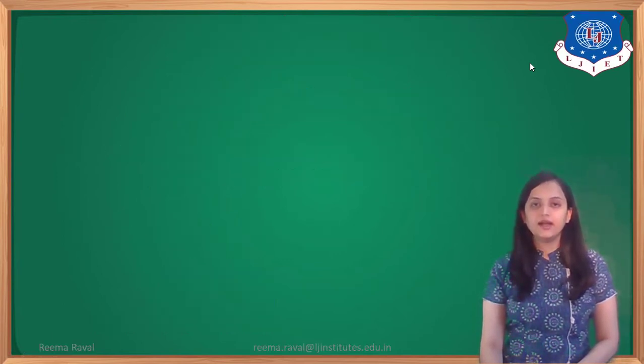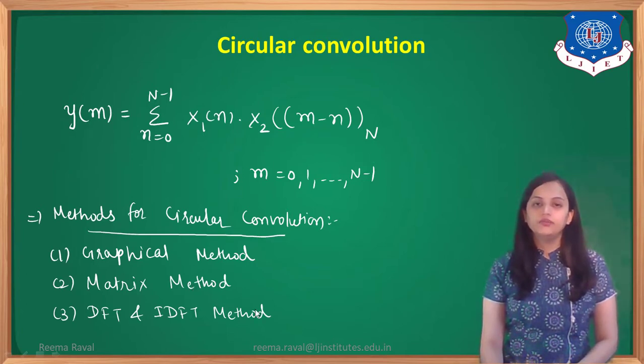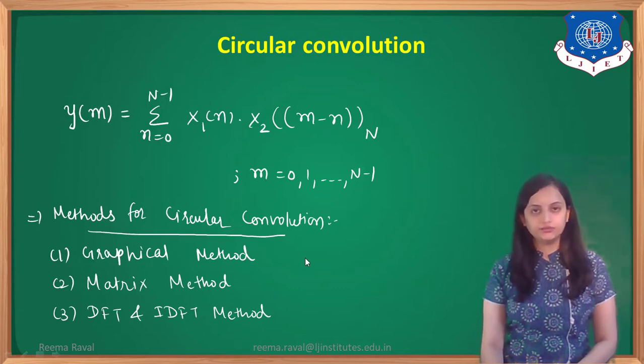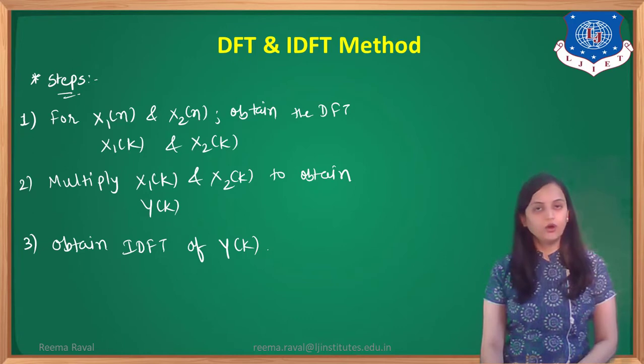So first of all, let us revise the formula of circular convolution, which is y of m equals summation of n equals 0 to N minus 1, x1 of n into x2 of m minus n, modulo N. Now we are considering the third method, DFT and IDFT method, from the three methods of finding circular convolution. For the DFT and IDFT method, there are three steps to be followed to find the circular convolution.